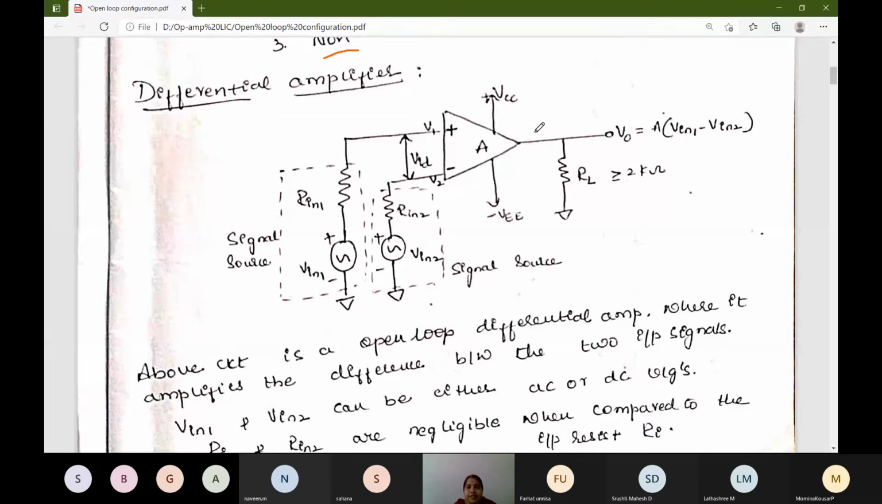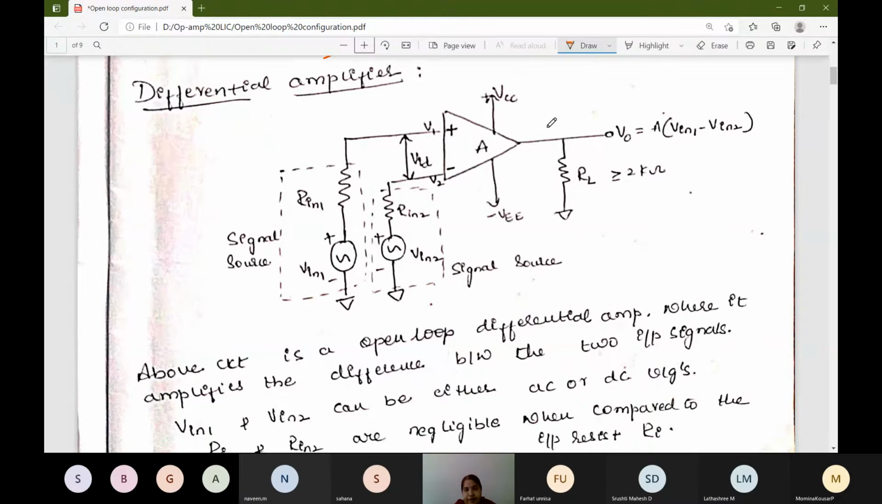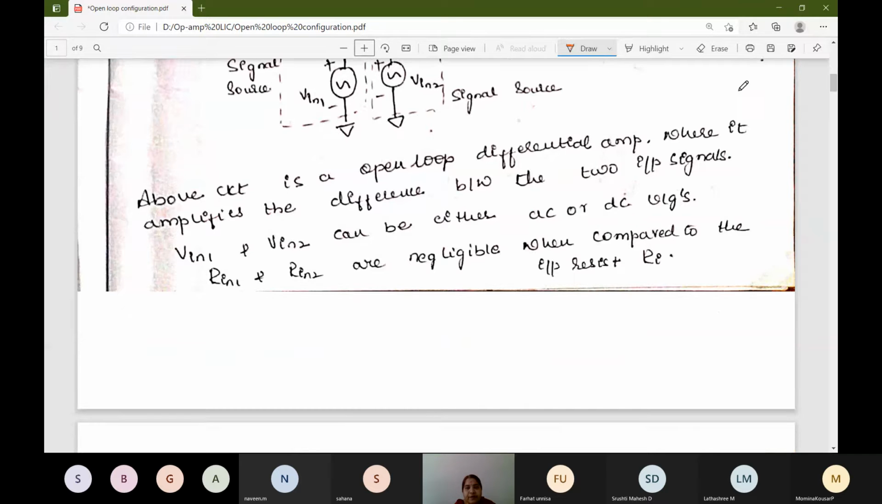One thing you have to observe is there is no feedback from the output, that is pin number 6, back to the inputs. There is no feedback. It is an open loop configuration that you have to remember. So the above circuit is an open loop differential amplifier, where it amplifies the difference. RI1 and RI2 are negligible when compared.